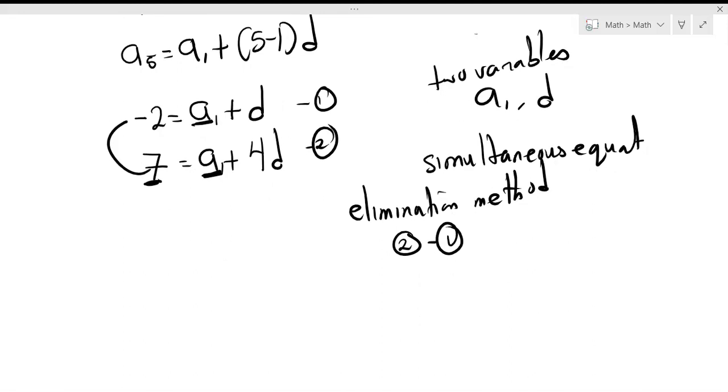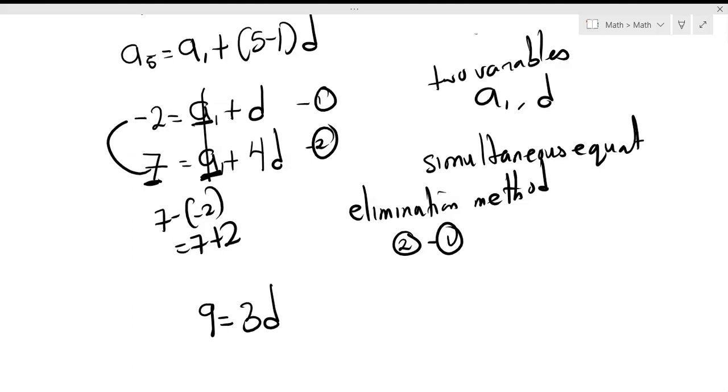7 minus minus 2 is 7 plus 2, which is 9. 9 is equal to a1 minus a1, that's 0, so that goes out, and 4d minus d is 3d. You can see we've eliminated a1. That's the idea of the elimination method: you're eliminating a particular variable, and it's best to use it when you have the same term, like a1 and a1, or 2a1 and 2a1, in both equations, so it's easier to eliminate.